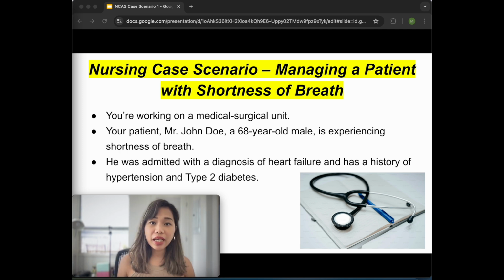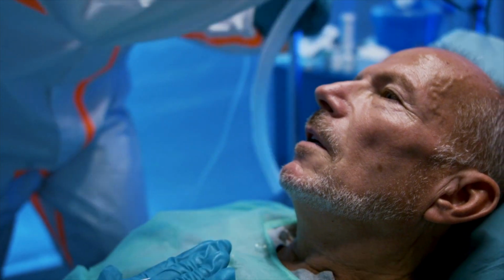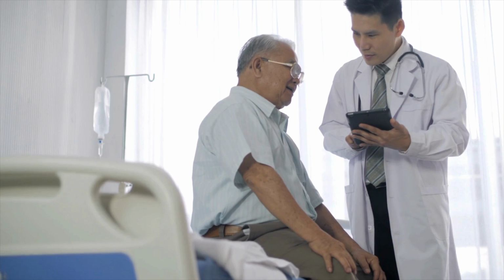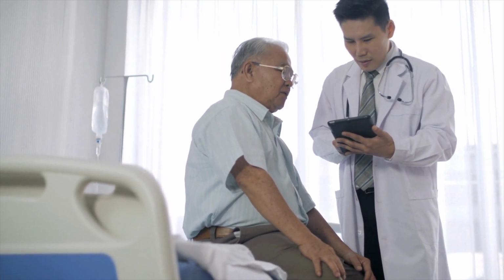The first thing that I would pick out in this case scenario would be the patient's age. So the patient is 68 years old. As nurses, we all know that the patient's age is crucial in any scenario, not just simulation, but also in real life situations, because age can influence the likelihood of developing chronic conditions, the likelihood of exacerbation of an acute condition, and the severity and management of chronic and acute conditions.